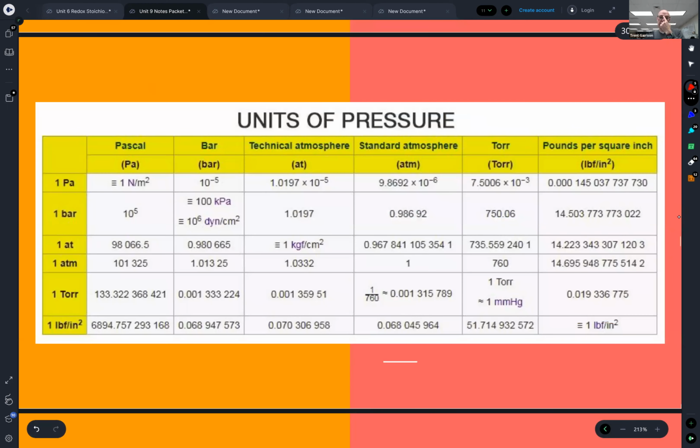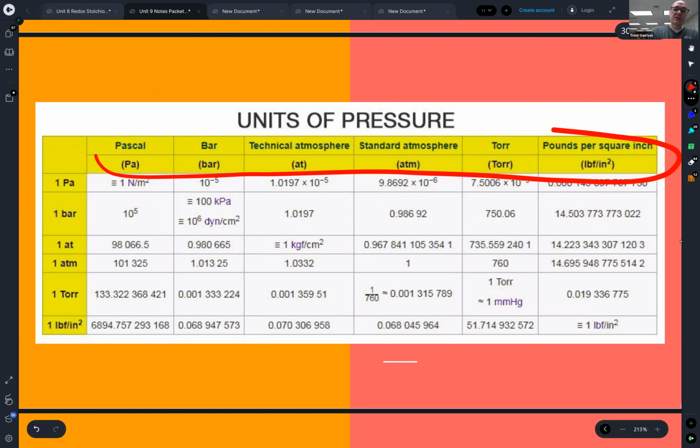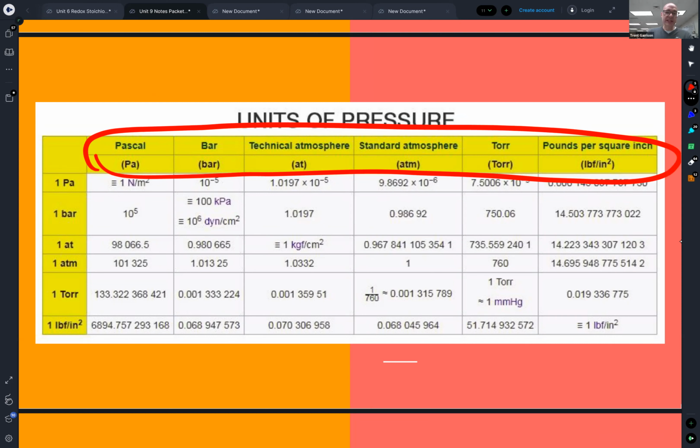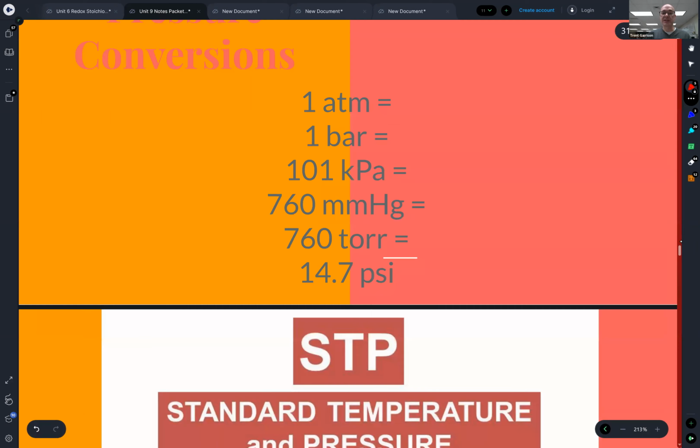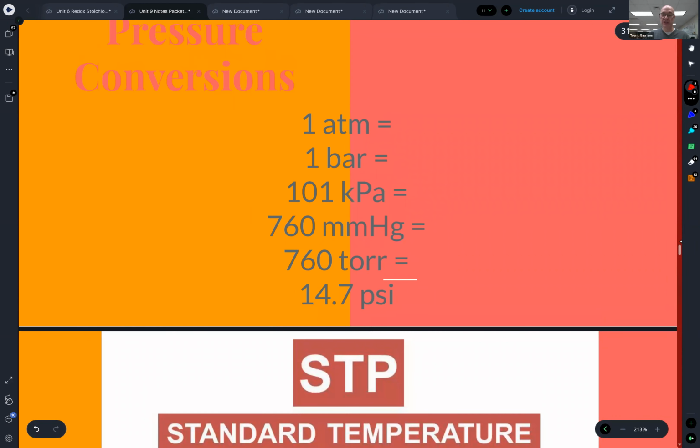Speaking of which, pressure has so many units. The other ones, pretty straightforward. We needed liters, we needed moles, and we needed Kelvin. But in this scenario, we have several different units. We have pascals, we have bars, we have torrs, we have PSIs, we have atmospheres. All of these units are what we are going to have to be able to convert whenever we get into our discussions and using this equation.